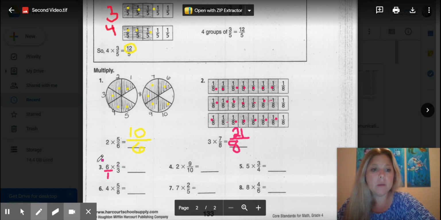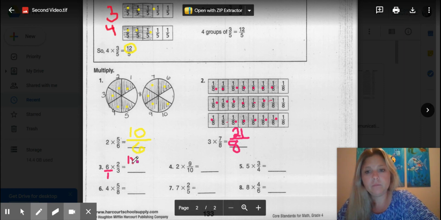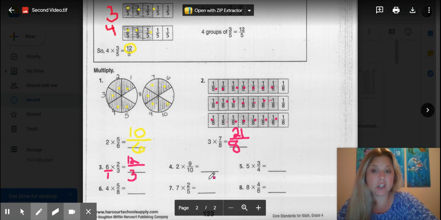Now, we know we can multiply across with fractions, so what's 6 times 2? 12. Put your fraction line. What's 1 times 3? 3. And again, you can leave them as improper fractions. You don't have to change them back into a mixed number.